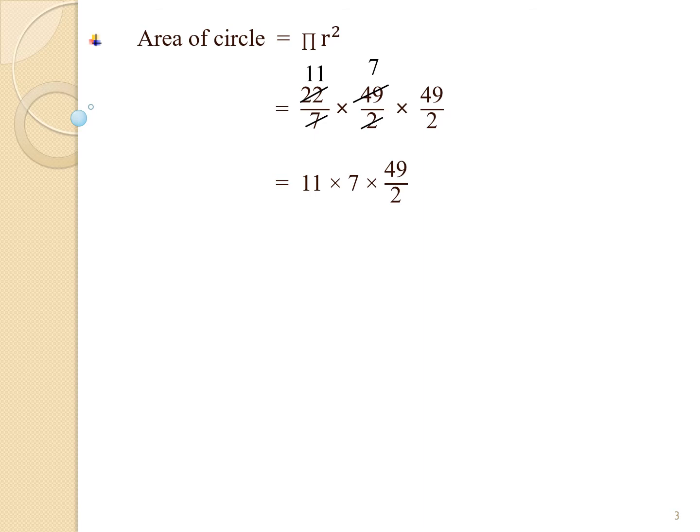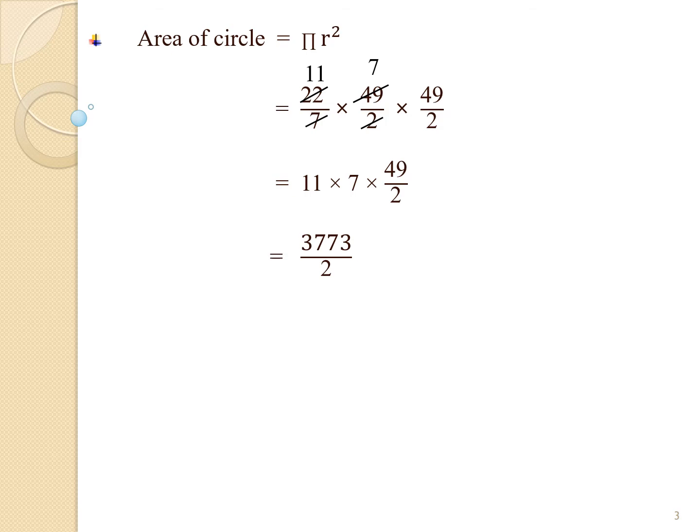Now, let us again multiply 49 by 77 and keep denominator 2 as it is. Thus, multiplying 49 by 77 and keeping denominator 2 as it is, we get 3773 upon 2.